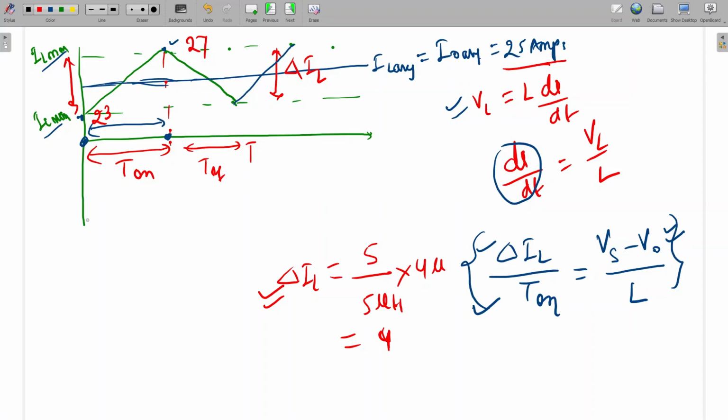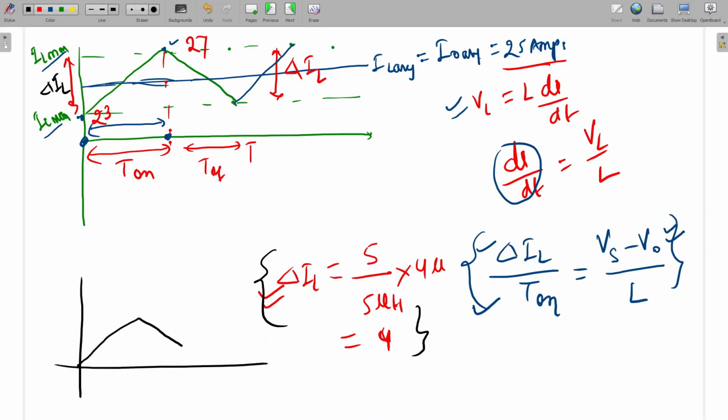Sir, what do continuous and discontinuous mean? See, this is the ripple current, delta IL. If it is at the boundary of continuous and discontinuous, the waveform will touch the zero axis. This is the inductor current, it will touch the zero axis. This is the charging time T on, and it will discharge in the total time. This is the average value of this current. If this delta IL by 2 is equal to this average current, then we can say that this is just the boundary of continuous and discontinuous conduction. Is it clear?